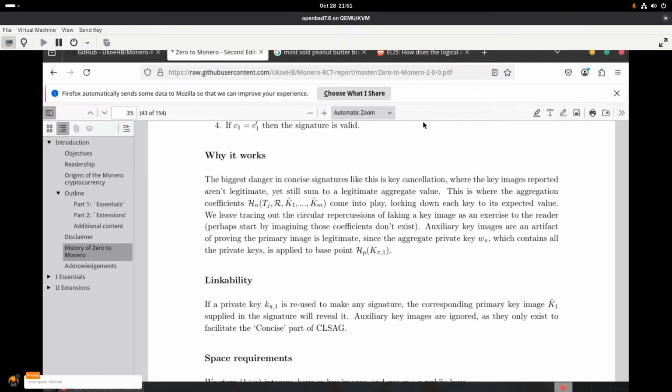If a private key is reused to make any signature, the corresponding primary key image K1 supplied in the signature will reveal it. Auxiliary key images are ignored, so they only exist to facilitate the concise part of CLSAG.